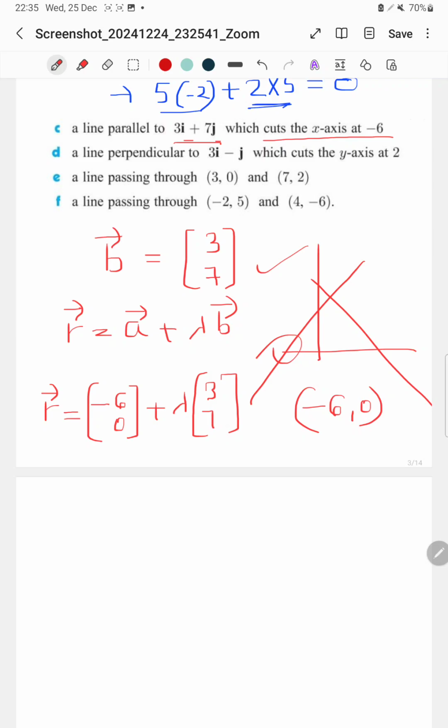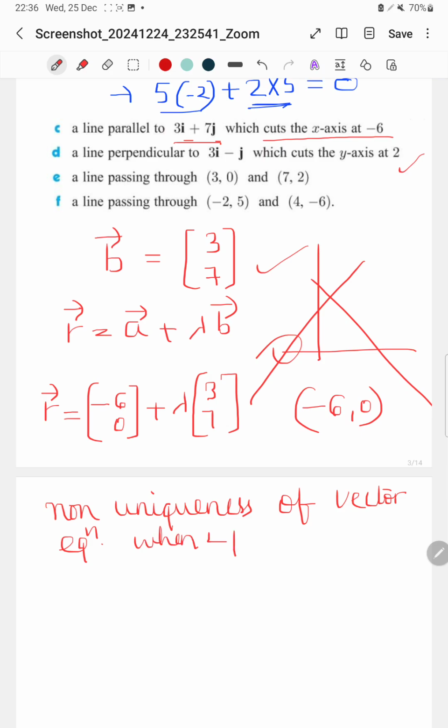Now the D question, I believe you all can do it. Then E and F, there are two questions, and these two questions will give you a very good point, and that is called non-uniqueness of vector equation when 2 points are given. Okay, when 2 points are given.